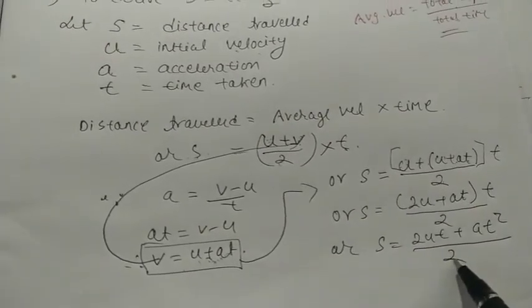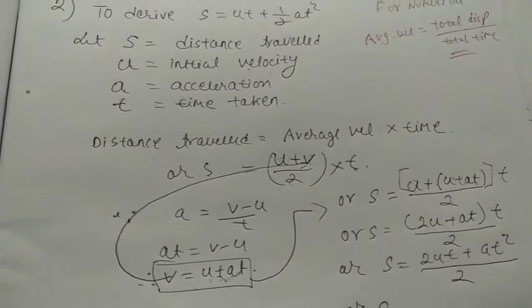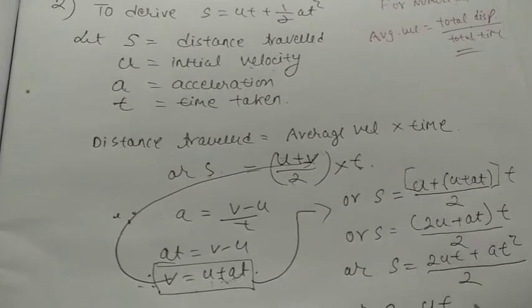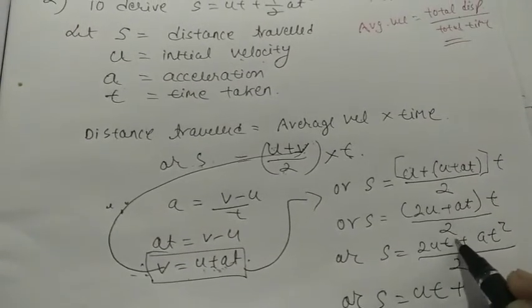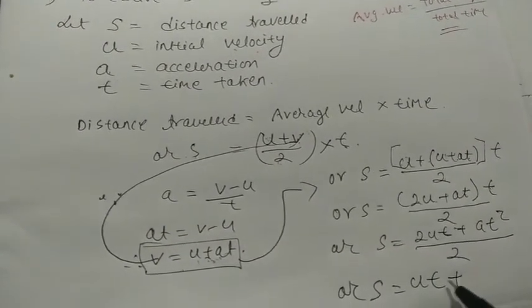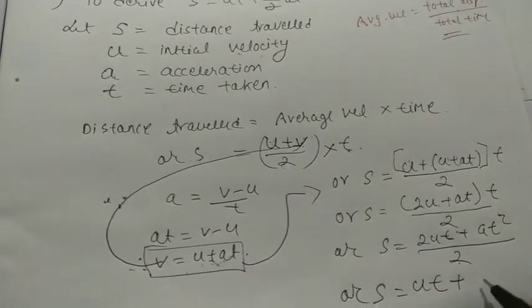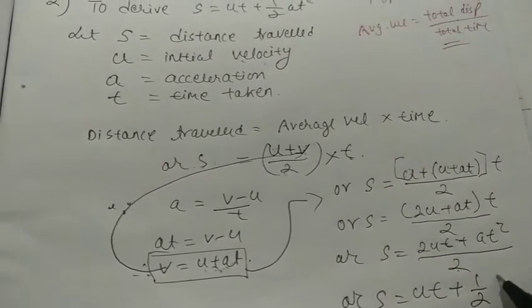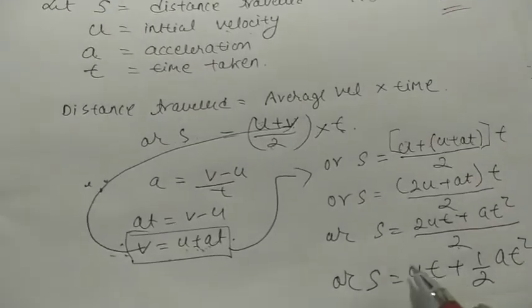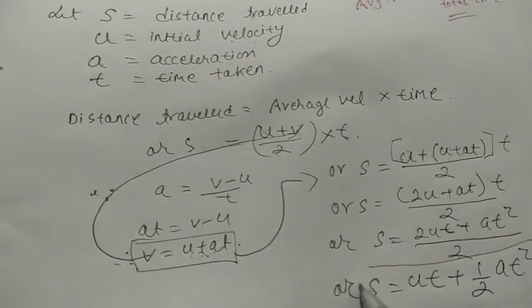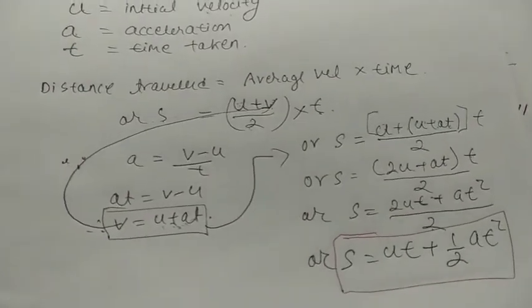This 2 and this 2 will cancel. Or s equals ut plus, look at this sign, plus is a straight one, ut plus, there's a 2 out there, so it will become half a t square. So this is the required relation, s equals ut plus half a t square. This is equation number 2.